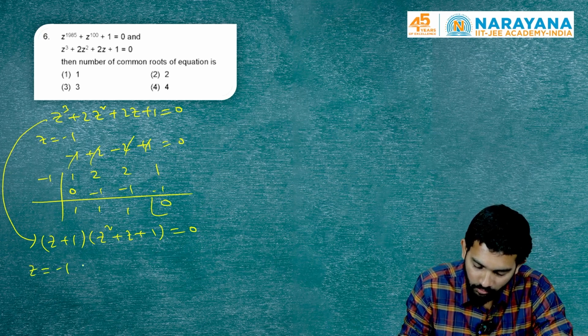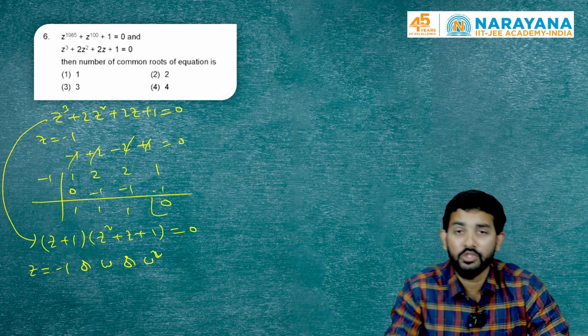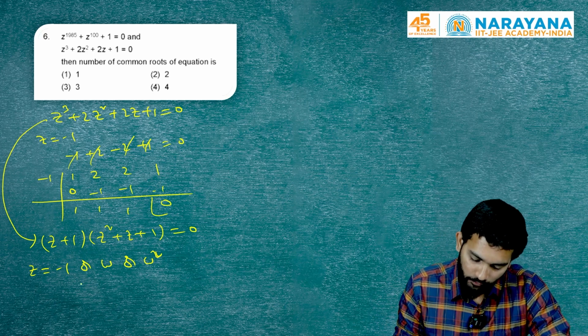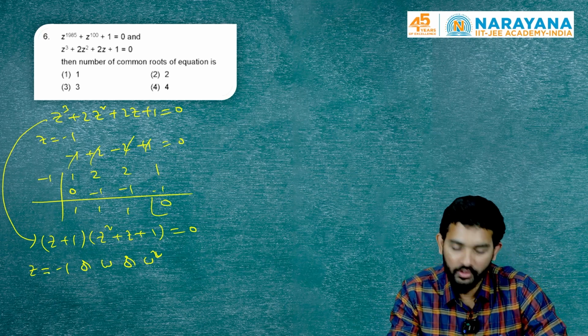Which means z equal to minus 1 or omega or omega square, where omega and omega square are the complex cube roots of unity. So if you check, z equal to minus 1 is not a root for the first equation.